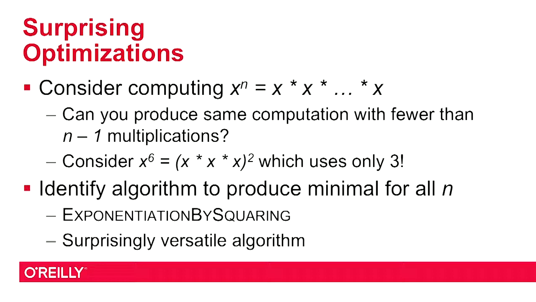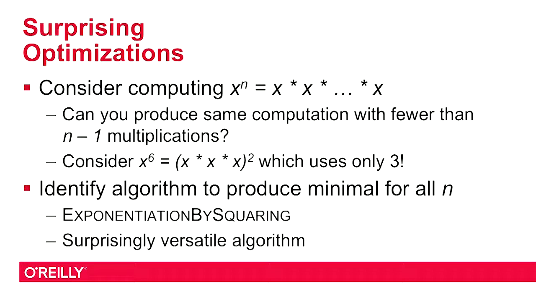Consider computing x to the nth. This is known as exponentiation. When n is 2, you square the number, or it's x cubed, and so on. If you're going to compute x to the n, the naive algorithm is to do n minus 1 computations. Just take that value x and multiply it by itself n minus 1 times. How could there be any other way, you might ask?